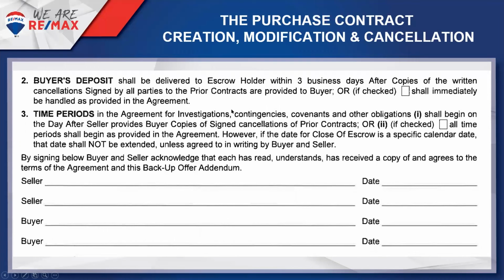Okay. And then the buyer's deposit, the default is the deposit will go in 3 days after we receive cancellation of the prior offer. The same with time periods. They will start after we receive copies of cancellations of the prior offer. If you check the box, they will start immediately. They'll be handled per the RPA.